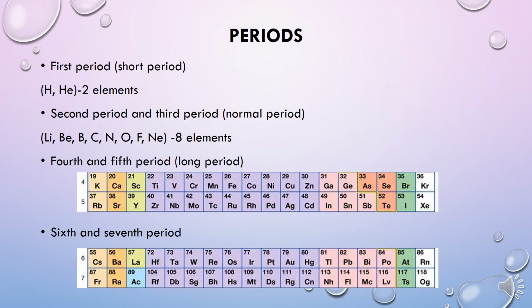Fourth and fifth periods are called long periods. Each one of them consists of 18 elements. Sixth and seventh periods are called very long periods.